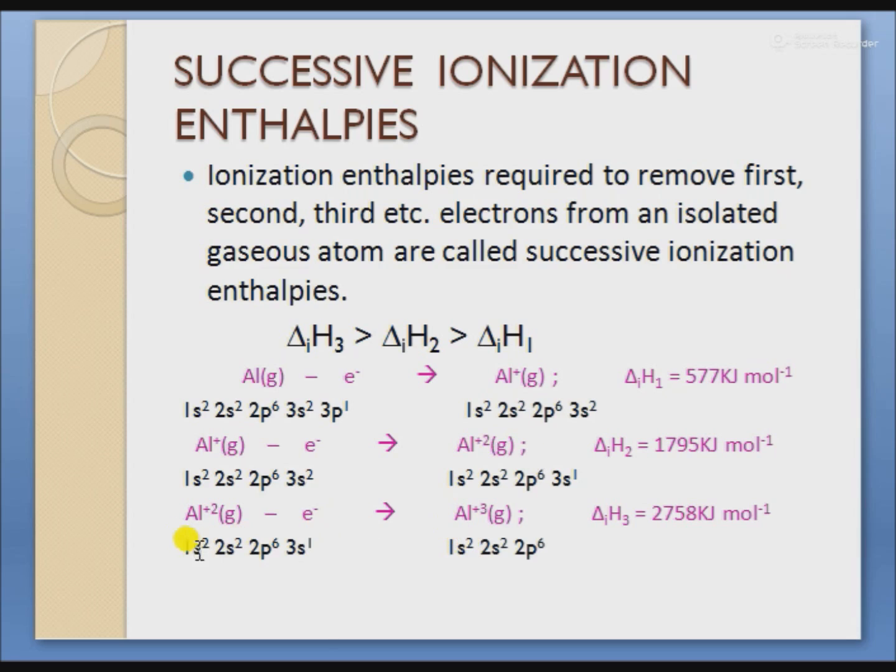And here the electronic configuration for aluminium 2 positive is 1s2, 2s2, 2p6, 3s1, and it changes to 1s2, 2s2, 2p6 for aluminium 3 positive, and its ionization energy increases to 2758 kilojoules per mole. And these three energies, in which 3 electrons are removed one by one, are called successive ionization enthalpies.